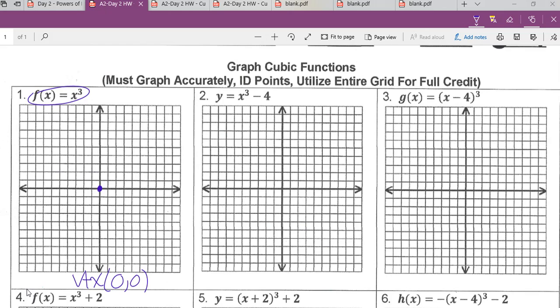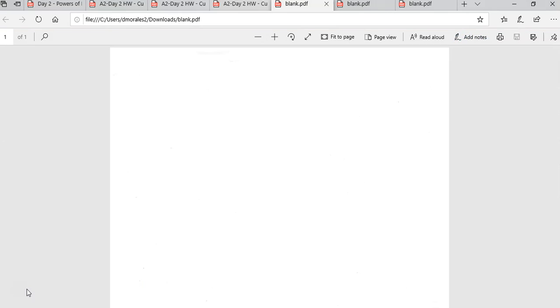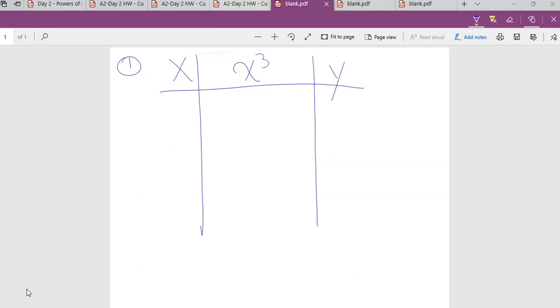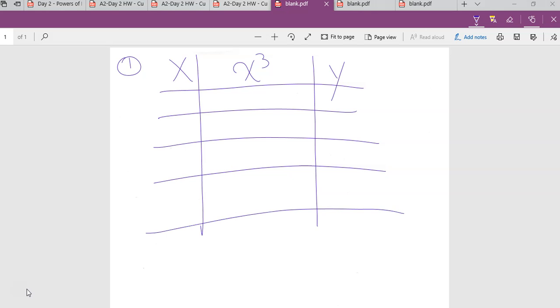So I'm going to go ahead and make a function table. I'm going to get a blank piece of paper. The function table is always 3 columns. So I'm going to label this number 1. X, make 3 columns. Third column is y. And the function I'm using today is x to the third power. Now, I want you to have at least a minimum of 5 points to use. If all 5 fit, that would be great. But if they don't, then that is fine.